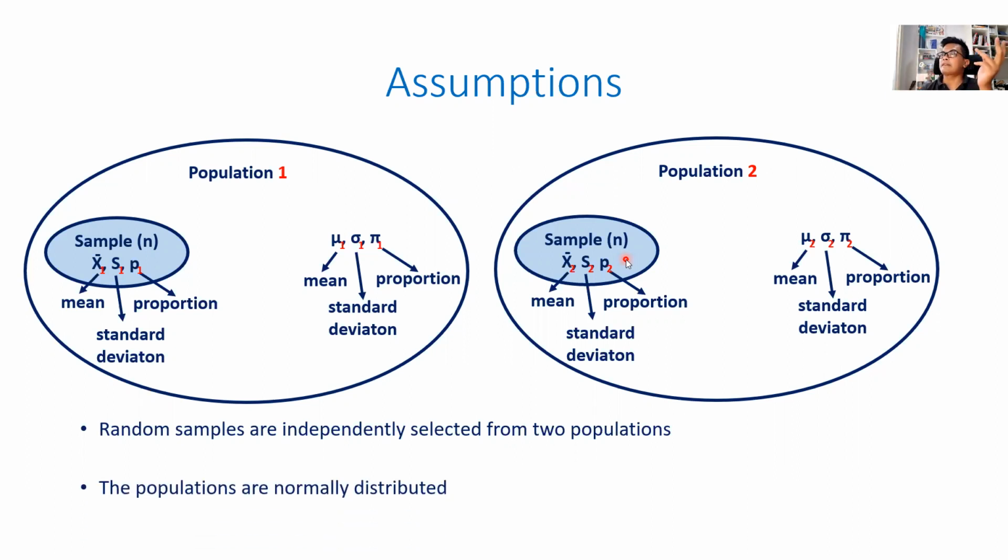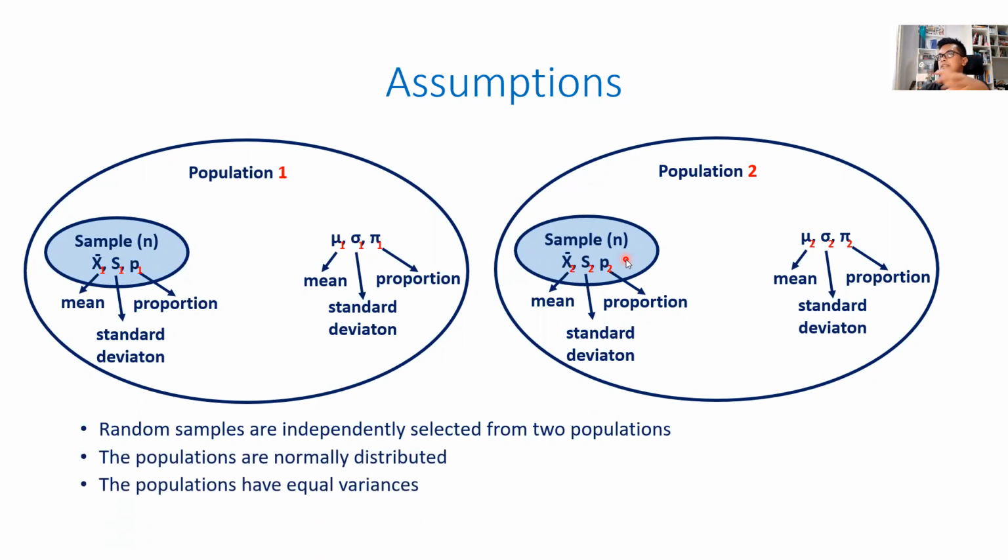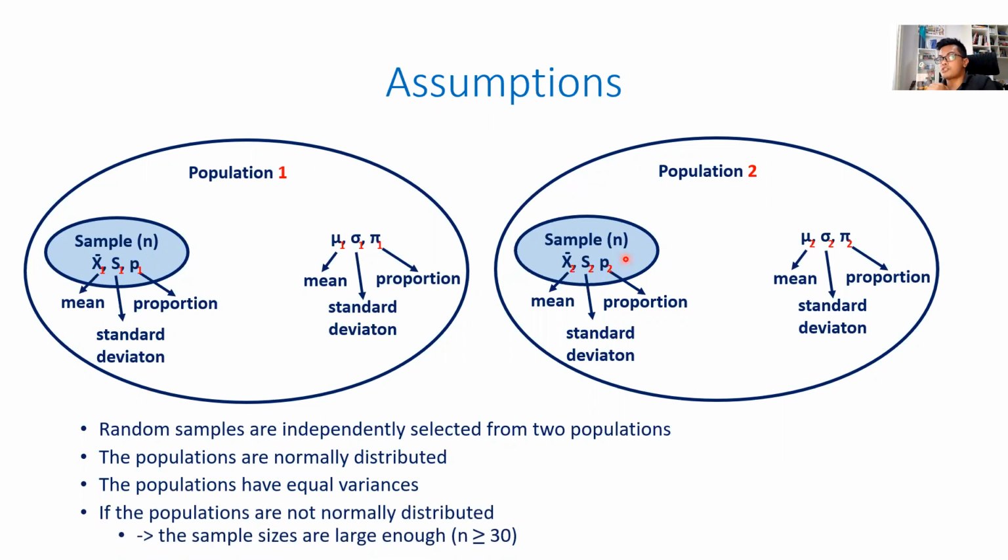The second and third assumptions are that each of population 1 and population 2 are normally distributed, and that the populations have equal variances. And the fourth one: if we cannot assume that the populations are normally distributed, then the sample size, the number of respondents or data points that we take, should be larger than 30 points.